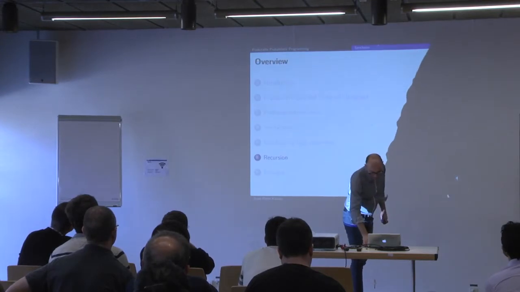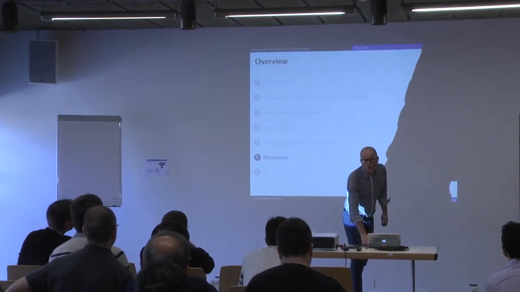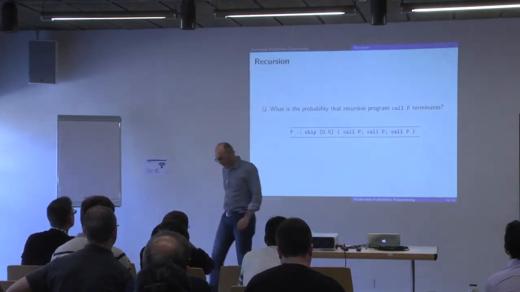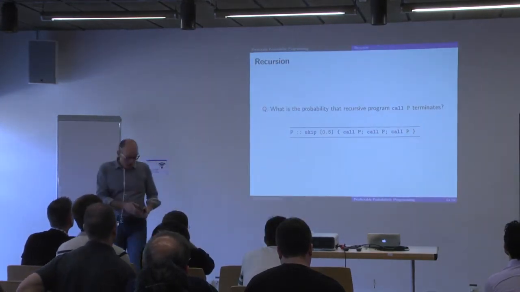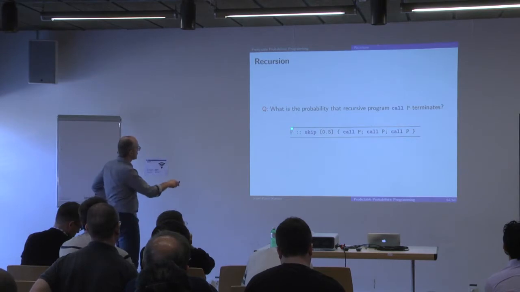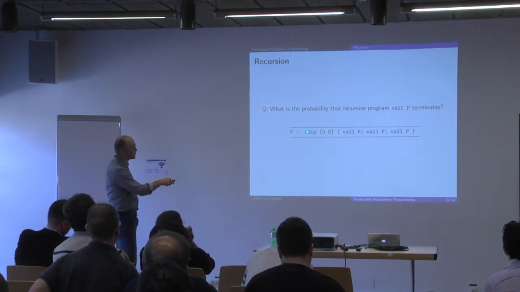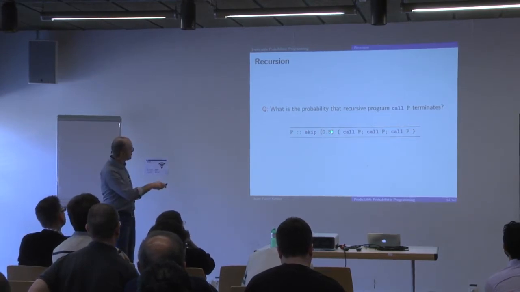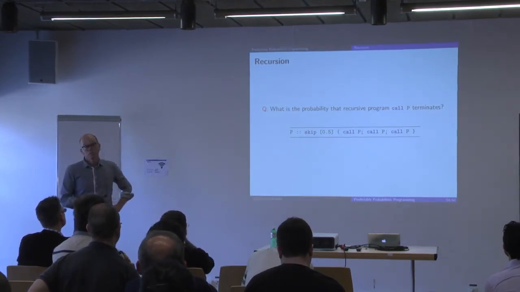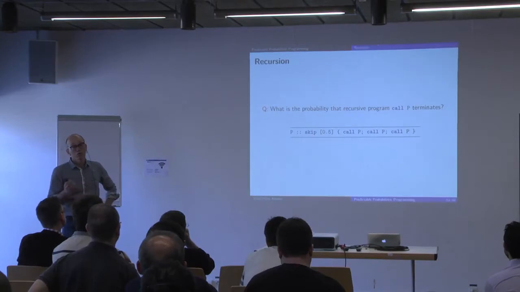Okay, I finally would like to talk about recursion for a few minutes and then we stop. My motivation is the following example. The question is, what's the probability that this following program is terminating? This program is a recursive program. With probability half it stops, or with probability half it invokes itself 3 times in a sequence. Okay? Question, with which probability is this going to terminate?